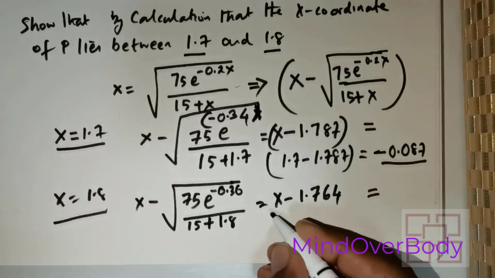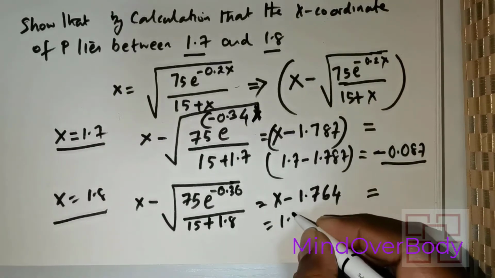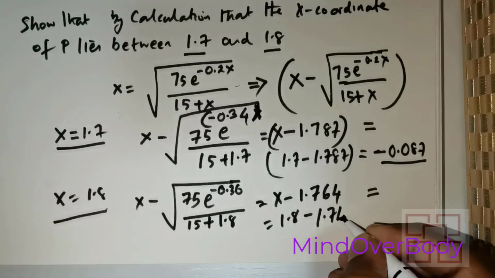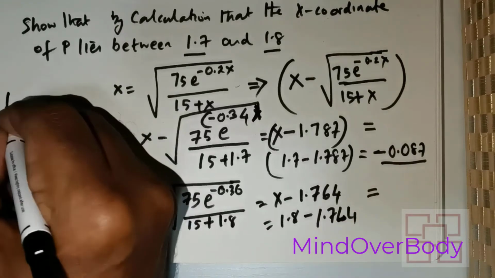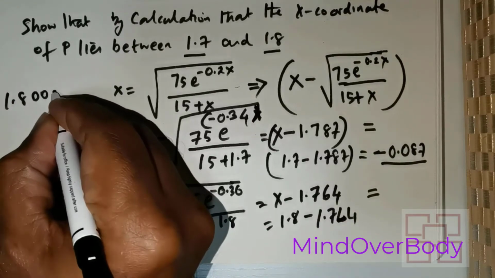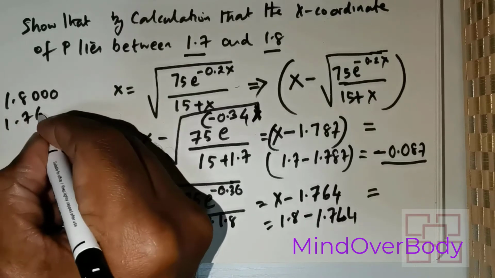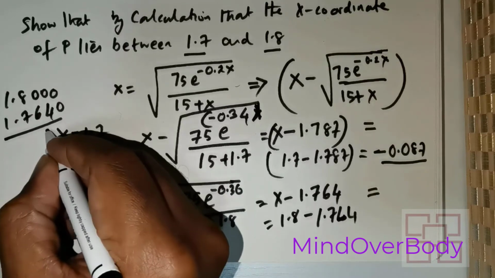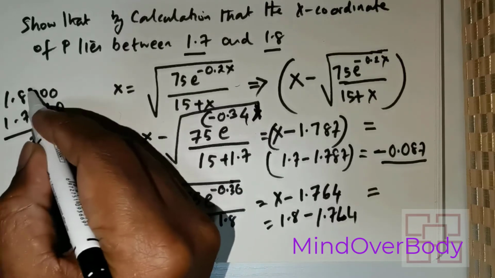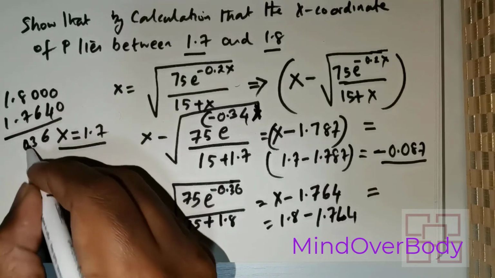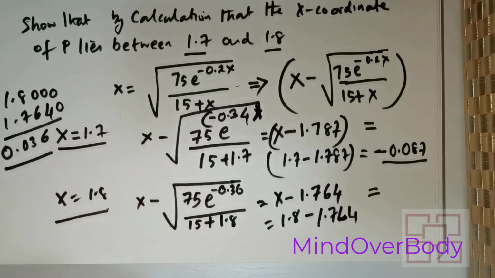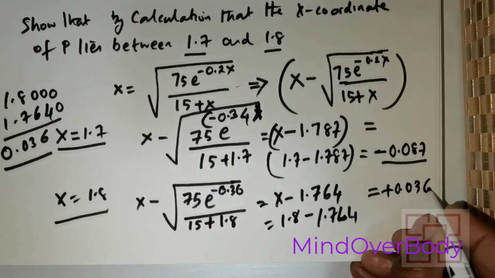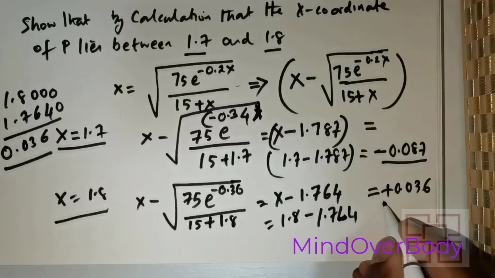This expression is actually giving me 1.764. Now when x is equal to 1.8, that means I have to place 1.8 and then subtract 1.764. So what does that get me? 1.8000 minus 1.764, so that is going to be 0.036, positive. The most important thing is that we have a positive sign.